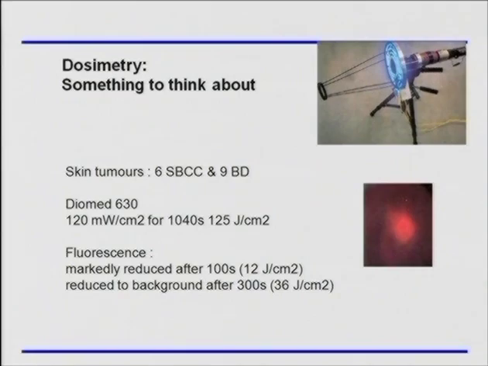This is the observation I want to highlight at the moment. The fluorescence was highly reduced. In other words, it got very, very dim after 100 seconds, which is only 12 joules. Now, bear in mind, our regular treatment dose was 125 joules. And in fact, you couldn't see any fluorescence after 300 seconds, 5 minutes, and it's still only 36 joules.